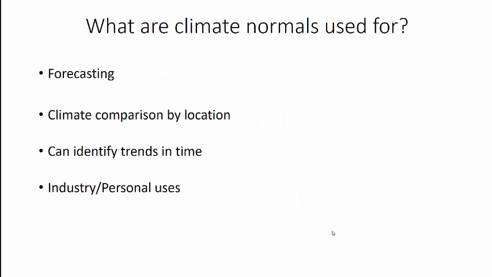So what are climate normals used for? Well, they're used for a variety of different things. They can be used in forecasting. They can be used to compare the climate from one location to another. They can identify trends in climatological normals at any given location in time. And there's a multitude of different industry and personal uses for this information.